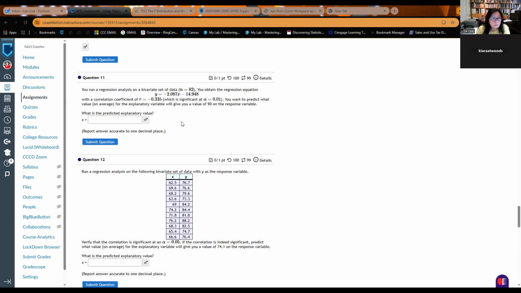Then number 11. They give you one regression equation and then give you the correlation R, and you want to predict. What is the predicted value? The predicted explanatory value? What is the predicted estimation?